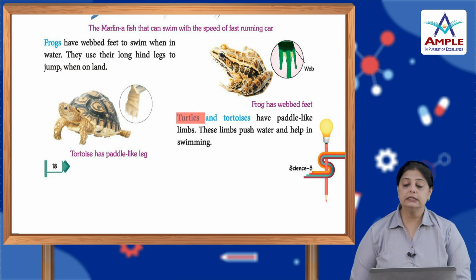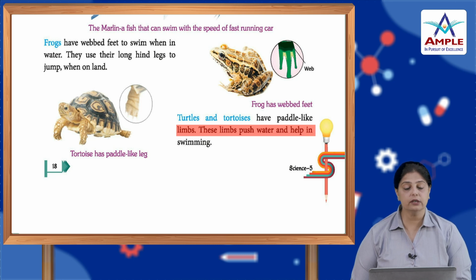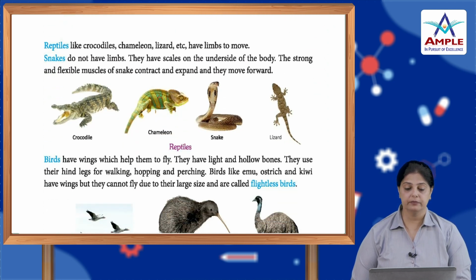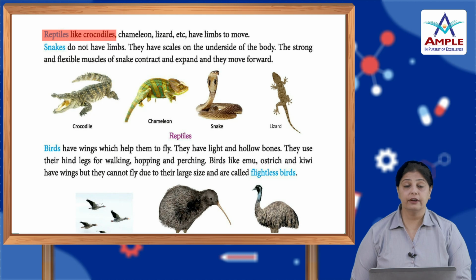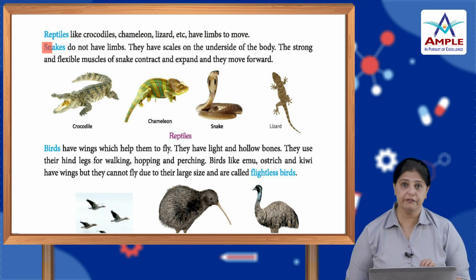Now, turtles and tortoises, they have paddle-like limbs. These limbs push water and help them in swimming. Reptiles like crocodiles, chameleon, lizard, etc., they have limbs to move. They move with their limbs. It's like they crawl only, but they move around with their limbs, and they are also very fast.